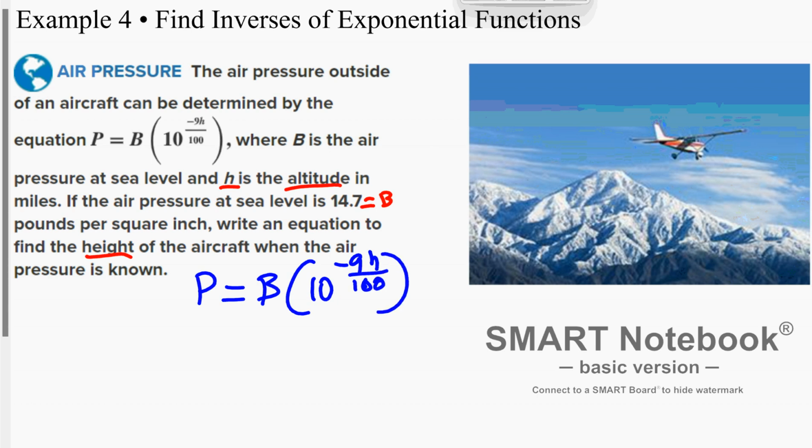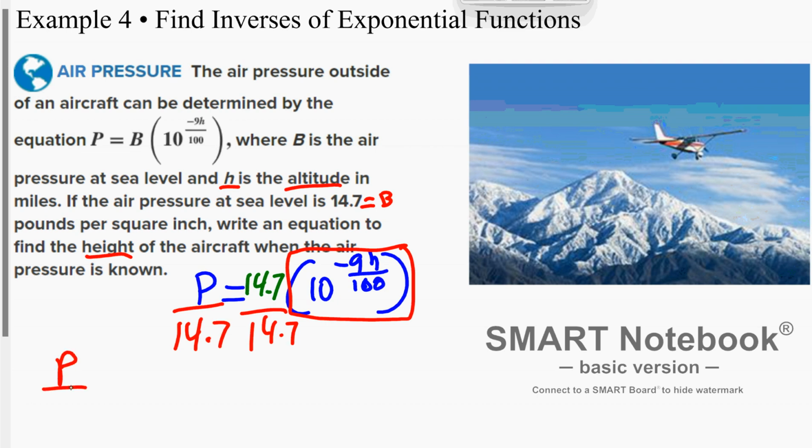Alright, so that's our equation, but all we're going to do is just insert our B, which we know is the air pressure at sea level, and we want to find the air pressure of the aircraft, right, which is P. Okay, and so we insert B, which was 14.7, and now I'm just going to get this exponent by itself. So I always want to get the base by itself first, so I just divide by 14.7. So basically I'm just solving this equation for h. So P over 14.7 is equal to 10 raised to the negative 9 times h over 100.